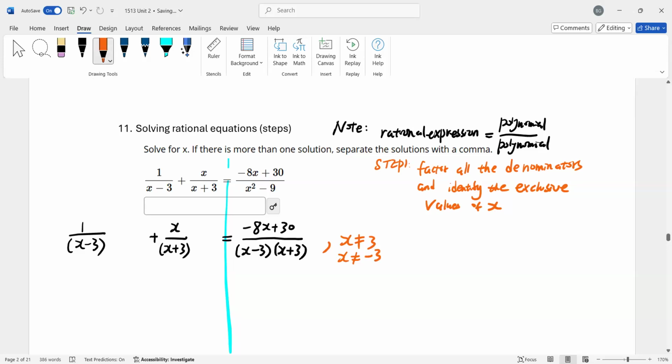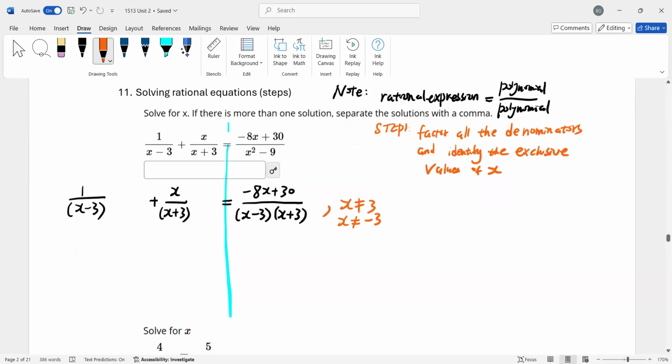No. Same reason. If x is negative 3, then the denominator of the second part on the left side is 0, right? You look at the denominator that is factored on the bottom. x cannot be 3, x cannot be -3. Those are the only two exclusive values of x. Because we are solving for x, we are looking for the value of x that would satisfy the equation. From the very beginning, we know x cannot be 3, x cannot be -3. Okay, that's the first step.